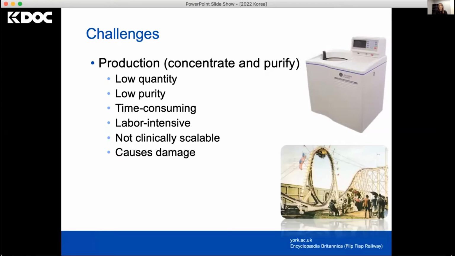So this is the flip-flap railway, which is the roller coaster with the highest G-force in history.